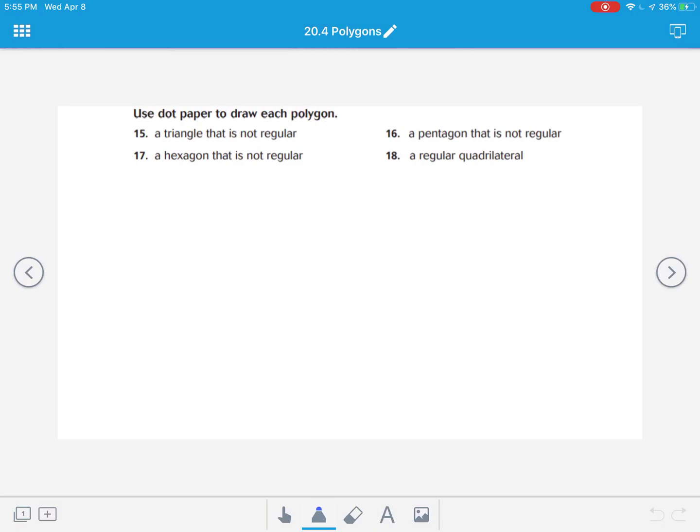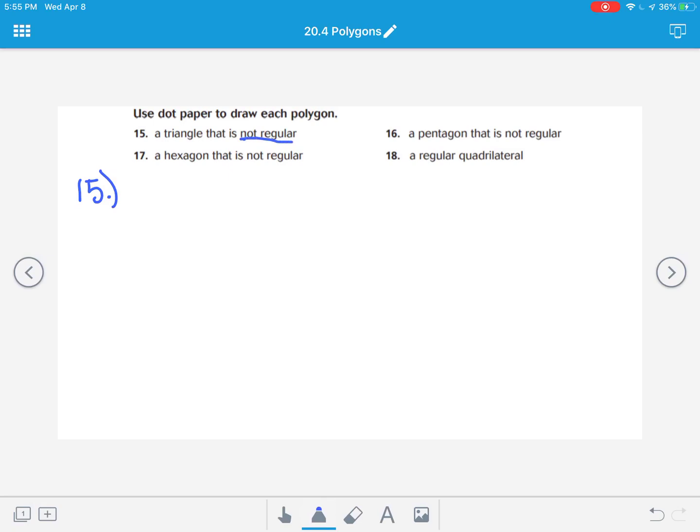All right, so numbers 15 through 18 say to use dot paper to draw each polygon. I don't have dot paper, and I'm assuming you don't either. So let's just do the best we can in making assumptions, and it's okay that we don't have dot paper. So number 15, we're going to draw a triangle that is not regular.